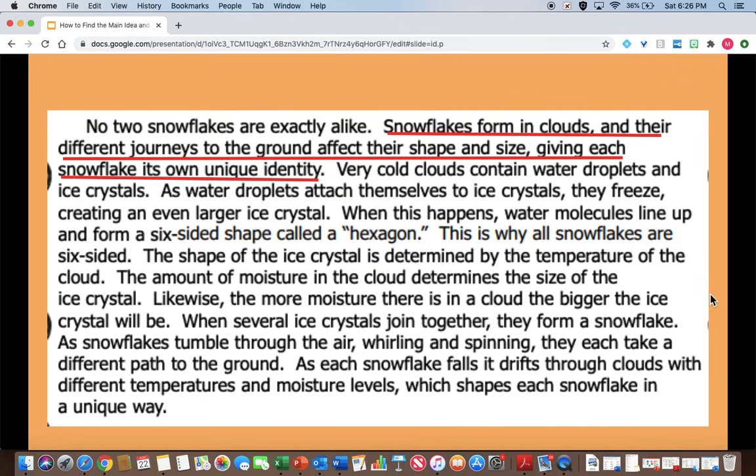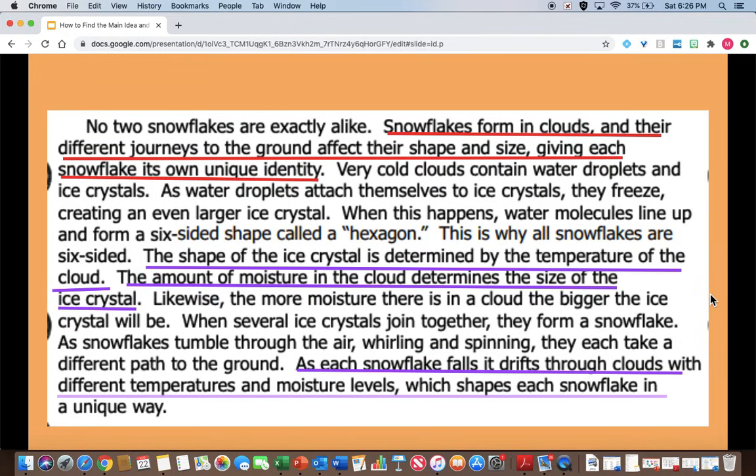And so I had to go through and find details. One detail I found was the shape of the ice crystal is determined by the temperature of the cloud. So now I know how the shape of a snowflake is made. It's made from the temperature of the cloud. The cloud's temperature determines what the shape is going to be. My other detail was that the amount of moisture in the cloud determines the size of the ice crystal. So again, now I know another detail: it's the moisture within the cloud that decides how big or how small the snowflake is going to be.